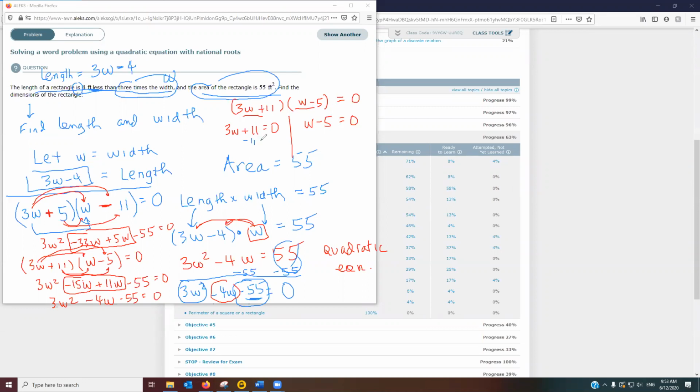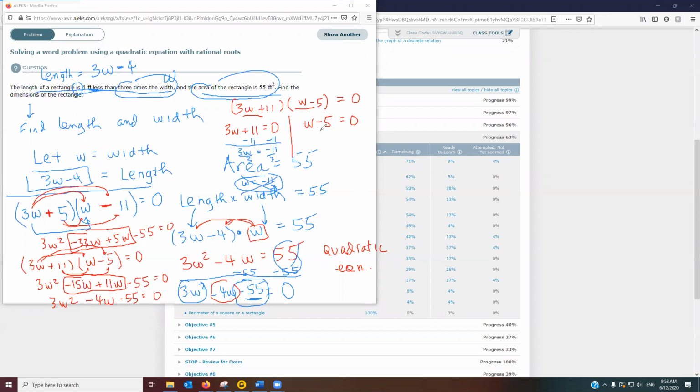I'm going to subtract 11. That's going to give me 3w equals negative 11. Then I would divide both sides by 3. I would get w equals negative 11 thirds. But I know I'm talking about the width of a rectangle. It doesn't make sense to have a negative width. So this answer doesn't make any sense.